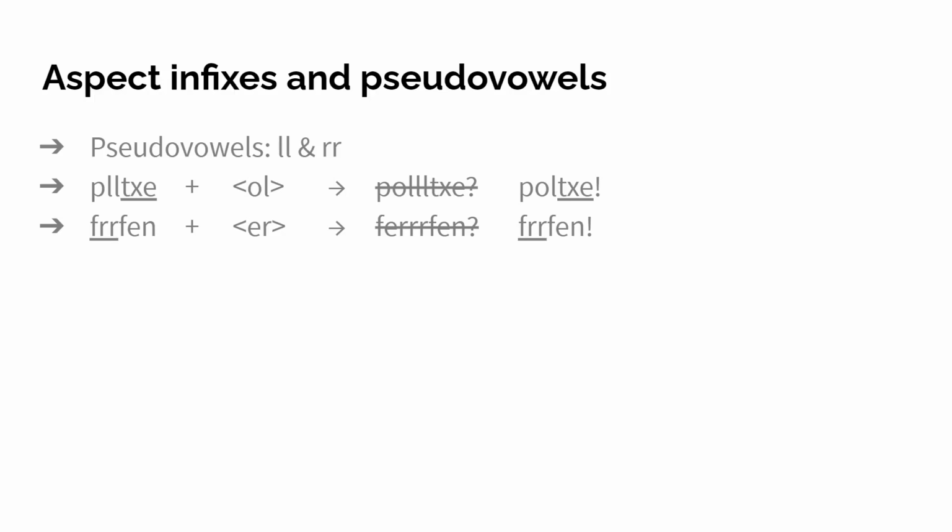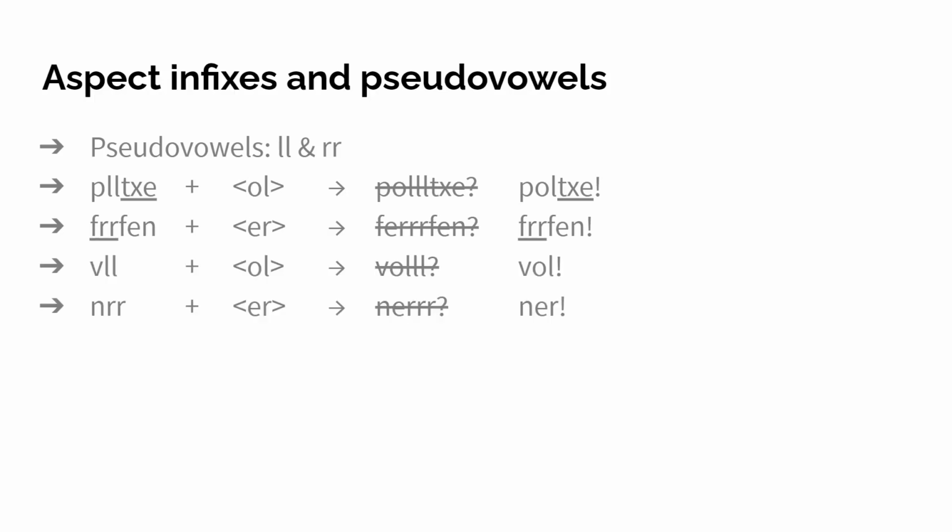So you see, plte is stressed on the second syllable. Plte. And because the pseudovowel, so the double L here, is not stressed, it disappears. And the infix stays, so we get polte. But in vrfen, actually the pseudovowel, so the double R, is stressed. It's vrfen. And because of this, it stays, and the infix disappears. So vrfen can actually mean both, to visit and to be visiting.